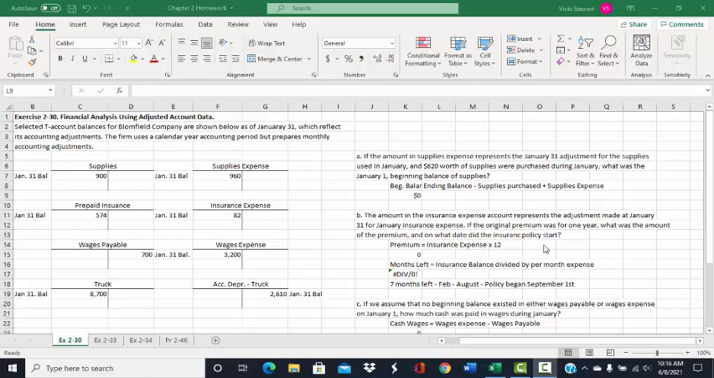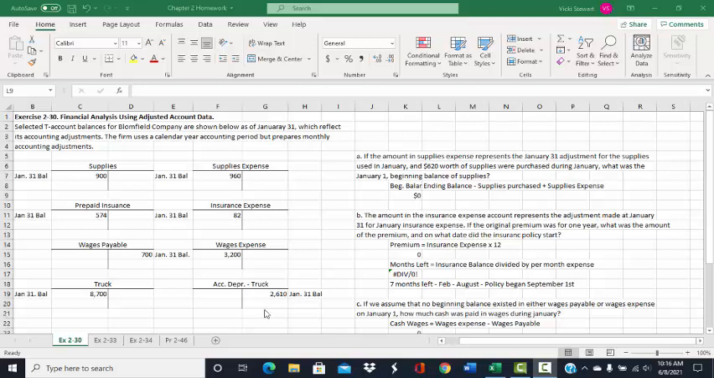This is a demonstration of exercise 230, financial analysis using adjusted account data. The problem gives us selected T account balances for Bloomfield Company as shown below as of January 31st, and these reflect the accounting adjustments. The firm uses a calendar year accounting period, but they prepare monthly accounting adjustments. So in these selected T accounts, the adjustments have already been made for January.